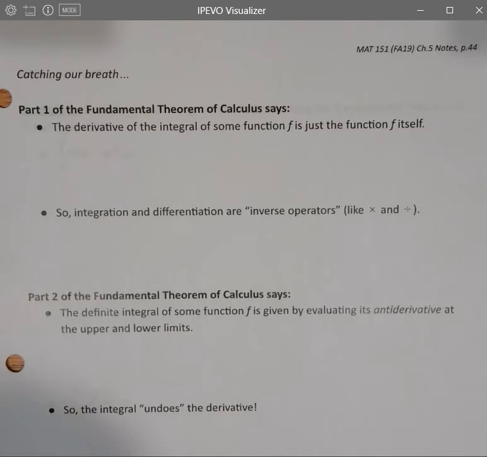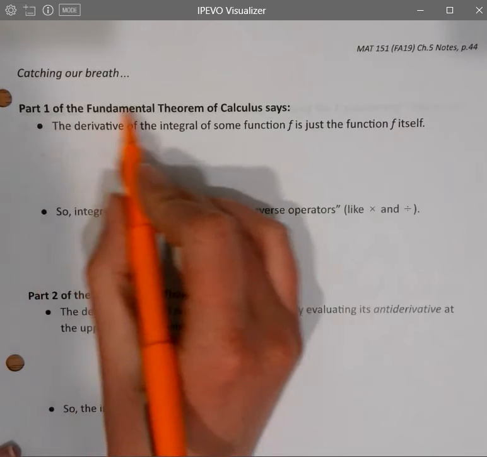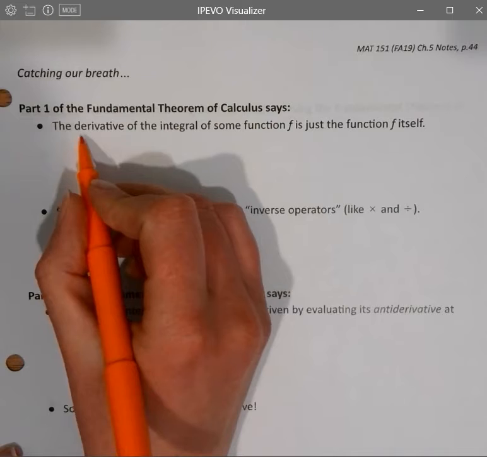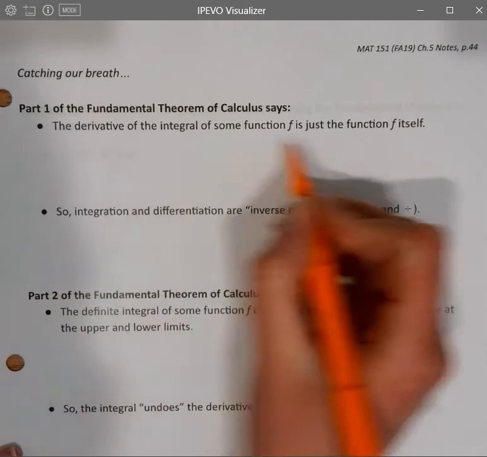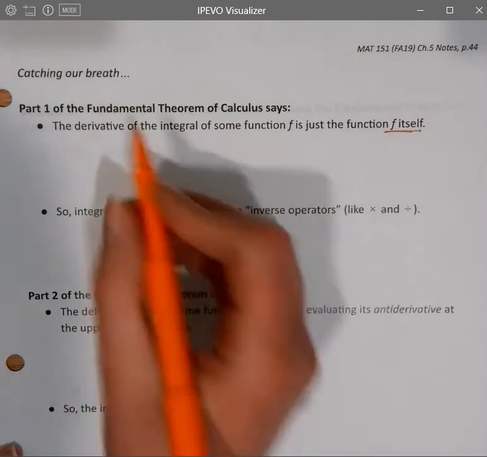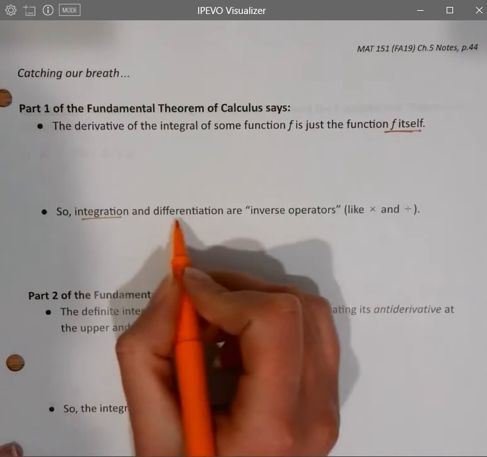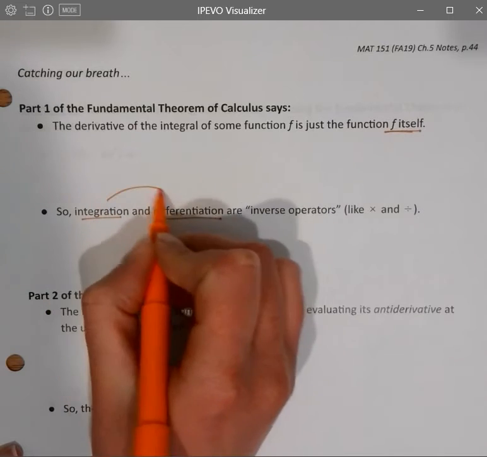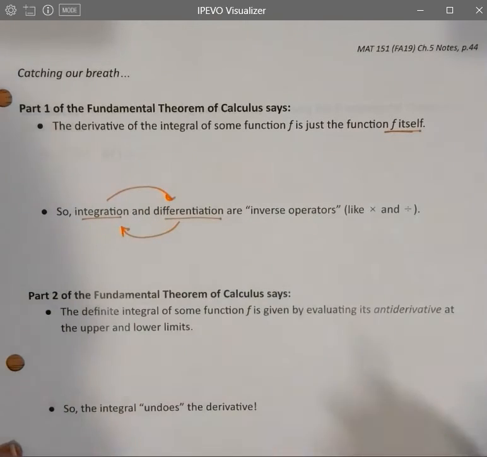So just a little recap before we get to the next page. The first part of the fundamental theorem of calculus says that the derivative of the integral of f is just the function f itself, because integration and differentiation are inverse operators. They do and undo each other.